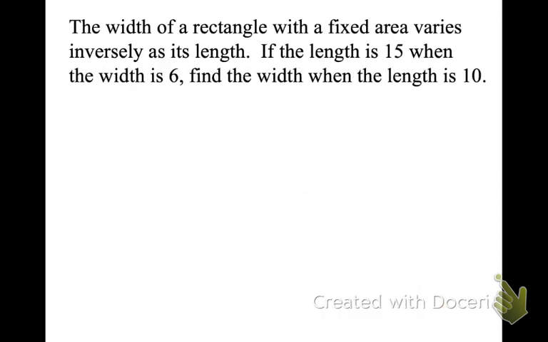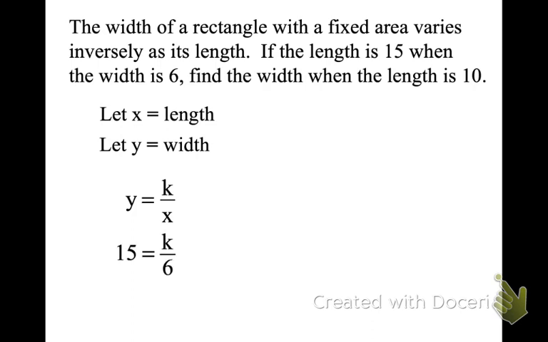All right, the width of a rectangle with a fixed area varies inversely as the length. And they're telling us the way to write it. Width varies inversely to length. So we're going to say x is for our length, y is for our width, right? Going to substitute in. If the length is 15, why don't you finish the rest of this up? Write the equation and then find the width for length 10. Now check your work.